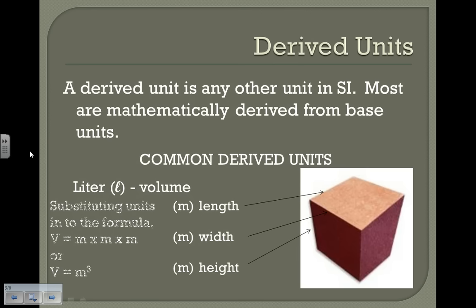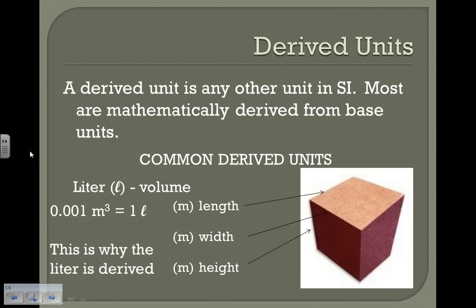So it turns out that you can write a liter as some value of a cubic meter, and that's why it's derived: a liter can be defined as some multiple of a base unit, and in this case it happens to be a cubic meter.